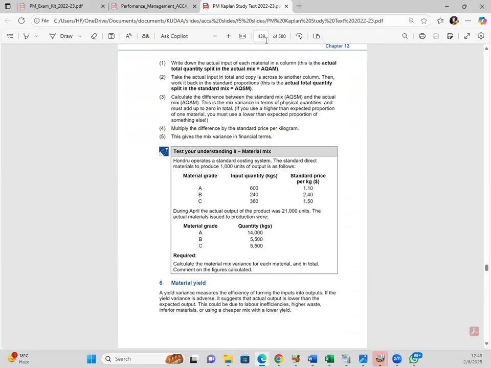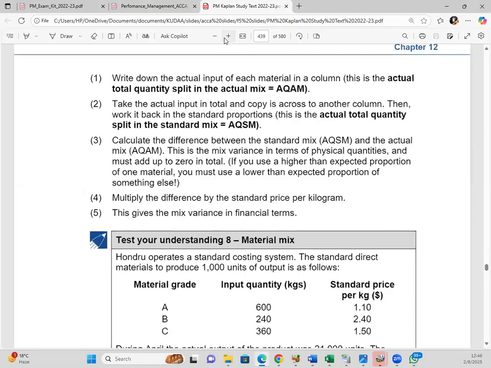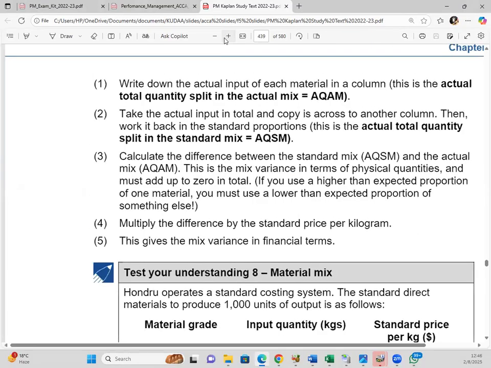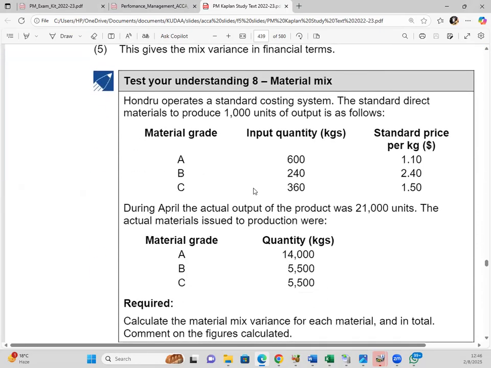Let's look at this testing your understanding 8. Calculate the material mix variance. So can you take a pic or memorize the amount so that we transfer them to Excel?